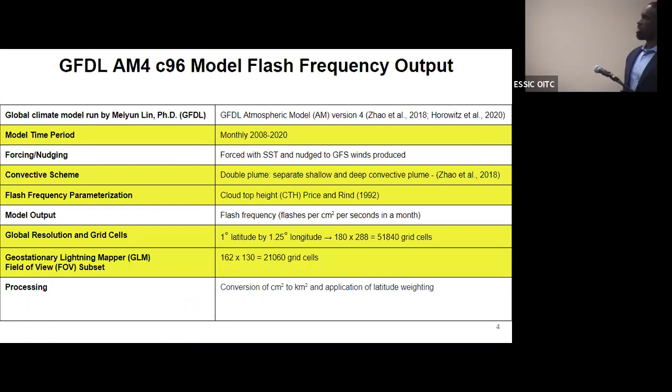So we use the atmospheric model, the AM4 model in-house to GFDL. One of my colleagues ran this particular 13-year simulation from 2008 to 2020. Inside this simulation, we use a double plume convective scheme, and convective cloud top height is used for the lightning frequency parameterization. It has a more coarse resolution of 1 degree latitude by 1.25 degrees longitude.